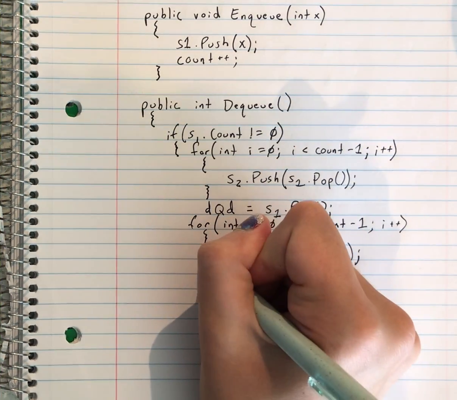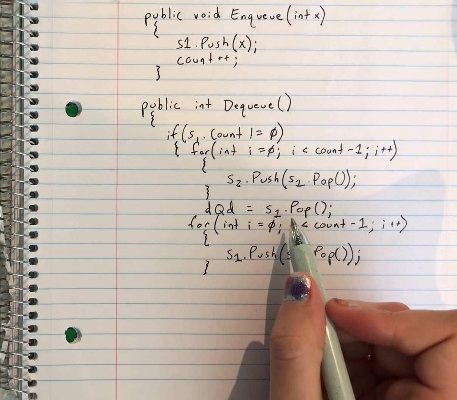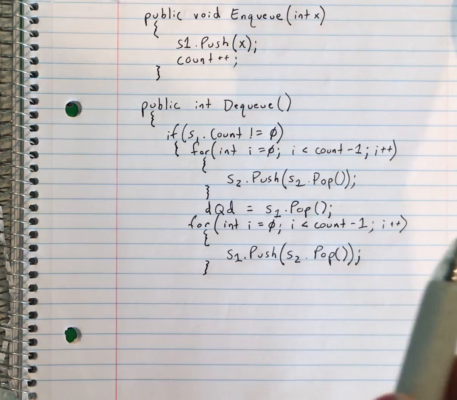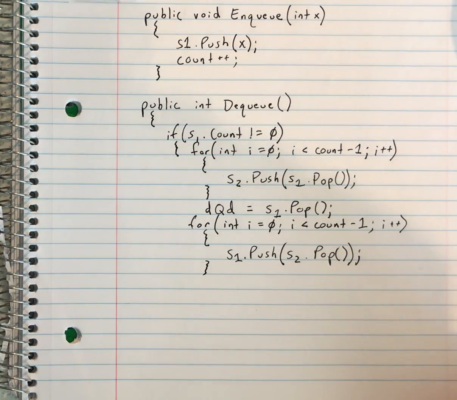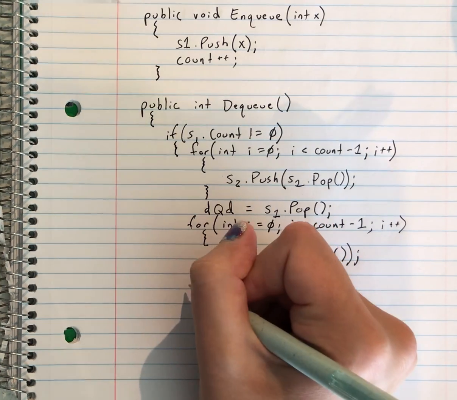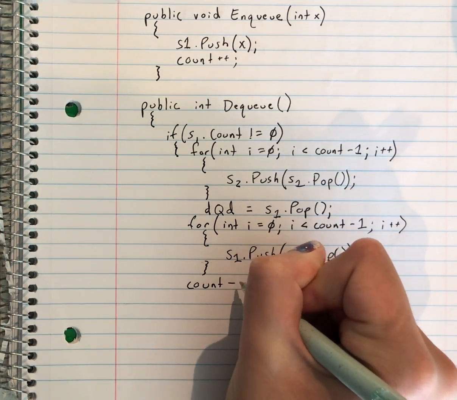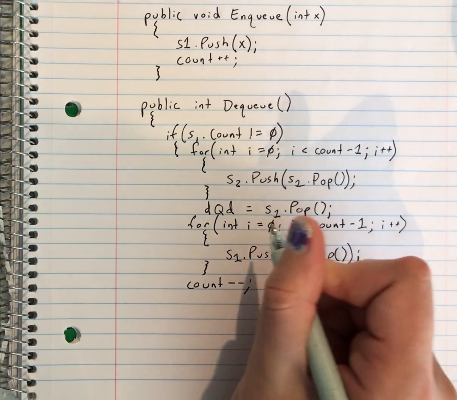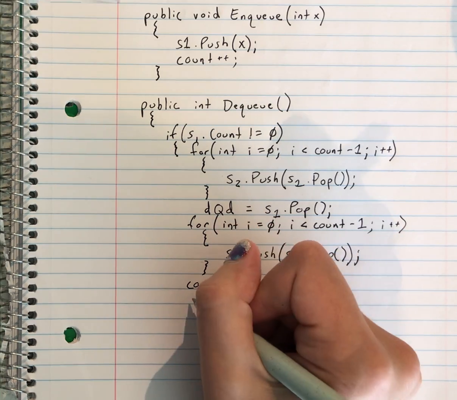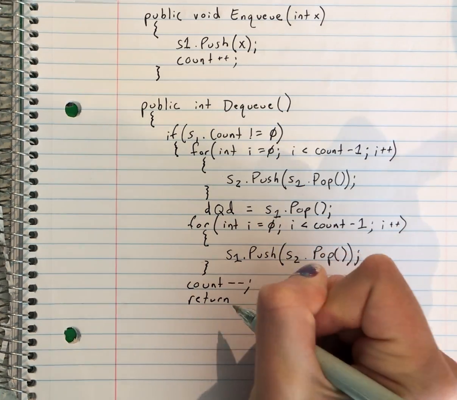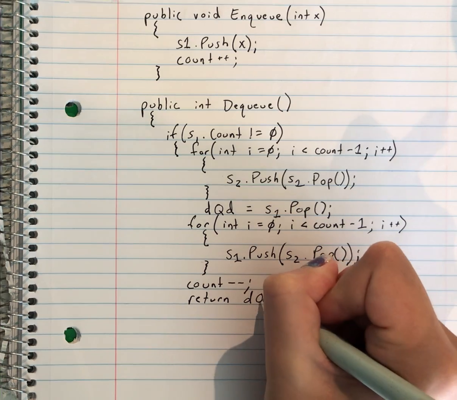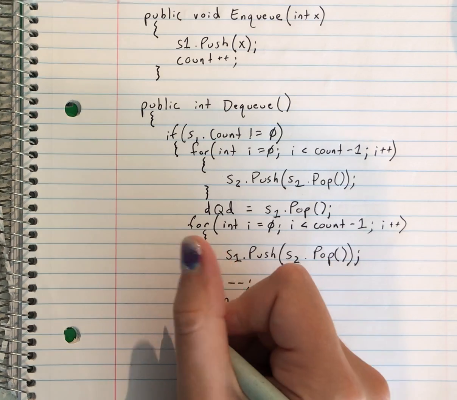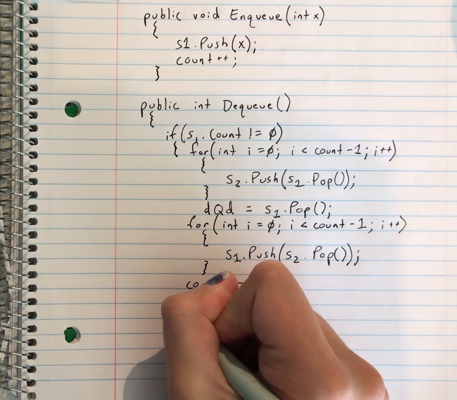Awesome. Because we popped one element from our queue, we're going to decrement count. And we will return the element that we dequeued. And we'll close off this if statement here.